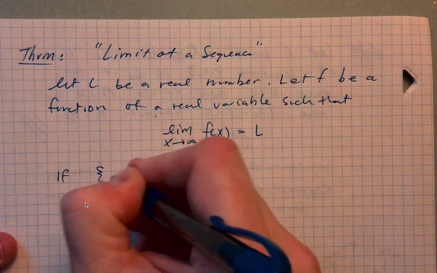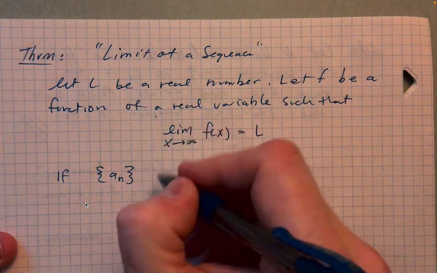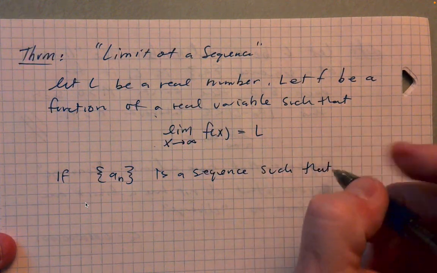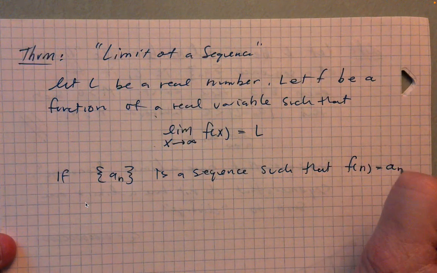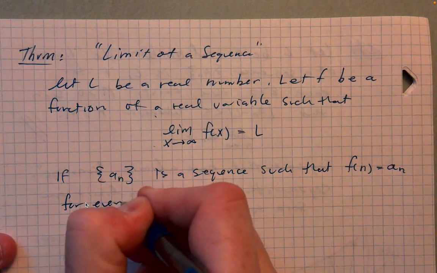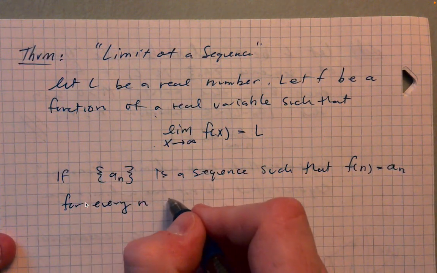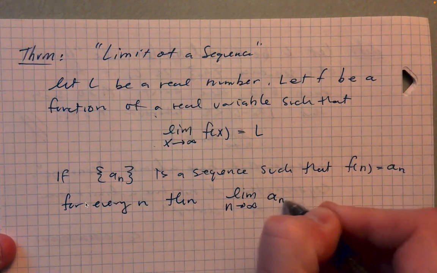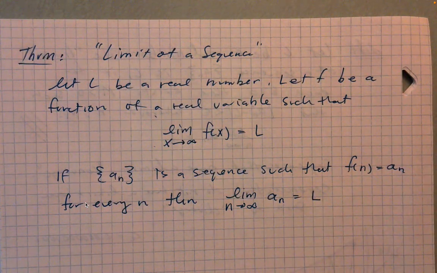Well, if a of n is a sequence such that f of n equals a of n, and I should say for every n, then the limit as n goes to infinity of a of n will also equal L. So in some ways this is totally obvious, but I think it's something that you do have to say before you will just accept it.